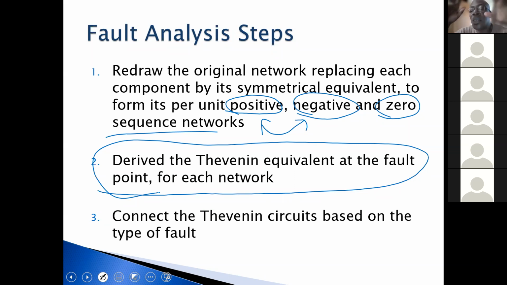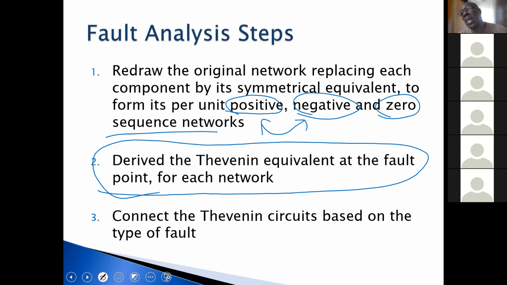So what I said is that you would have found the equivalent network for your positive, your negative, and your zero. The only difference between the positive and the negative is that the positive would have a source. You then find the Thevenin equivalent of each network. From the equivalent circuits, you then connect the networks based on the type of fault that you would be experiencing.